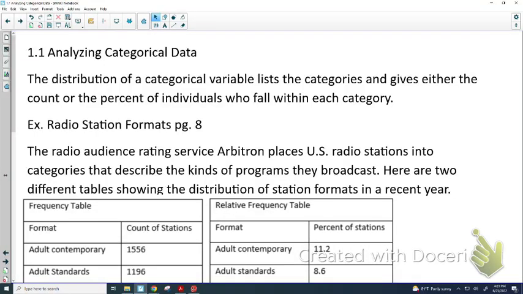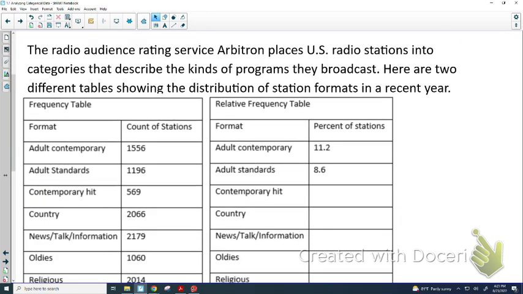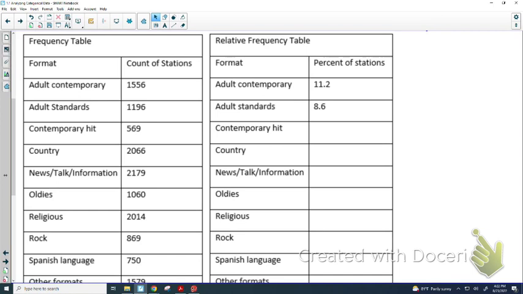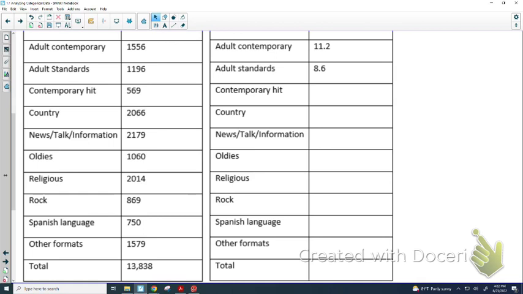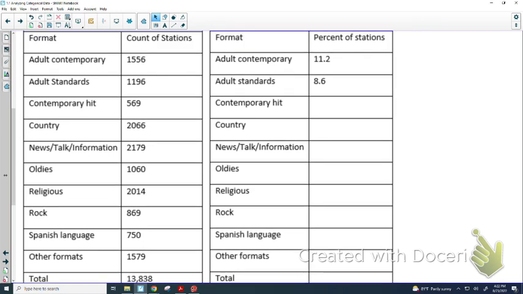In stats, we did more practice with categorical data. In this problem, we have a bunch of radio stations reporting the type of music that they play. So over here on the left, we have the counts. I typically write frequency right here, right above 1556. In the book, they wrote it up here for the table. It's both right. Looks like we had 13,838 radio stations. Let's make this bigger.